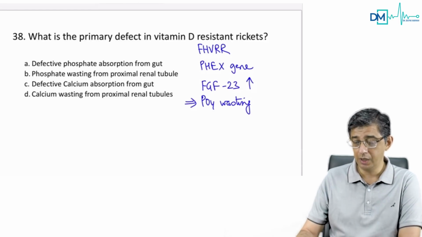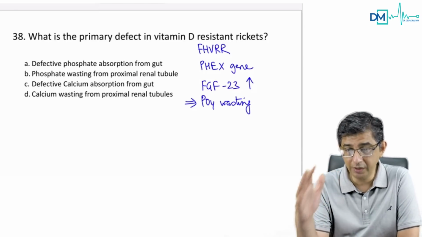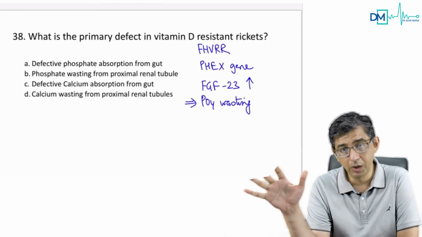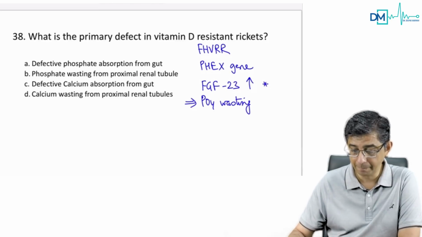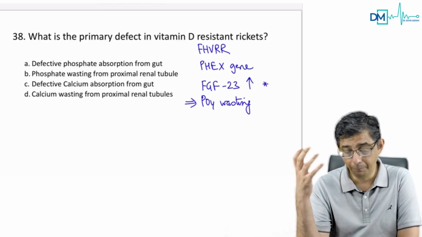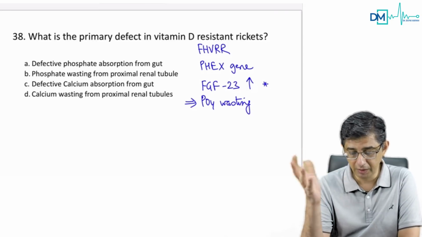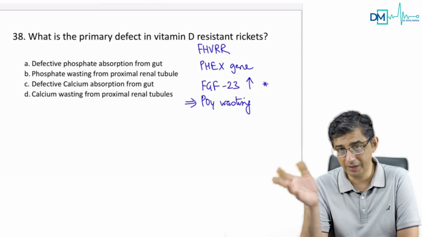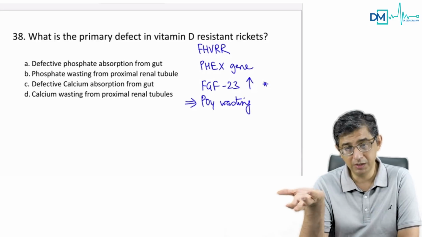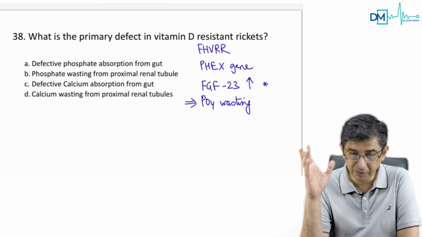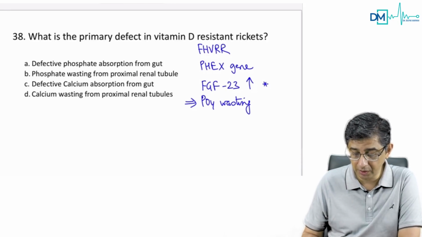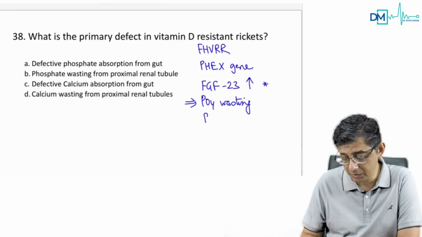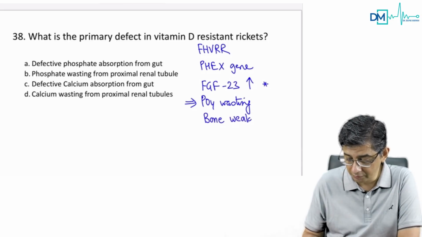I will make it simpler. What I'm basically telling you is that in resistant rickets, there's a defective gene. There is overexpression of a hormone which is an antagonist of PTH. PTH and FGF23 have slightly different actions from each other. In simple words, the major action of FGF23 is phosphate being kicked out. And when phosphate is kicked out, calcium hydroxyapatite is relatively lesser and the bone becomes relatively weaker.